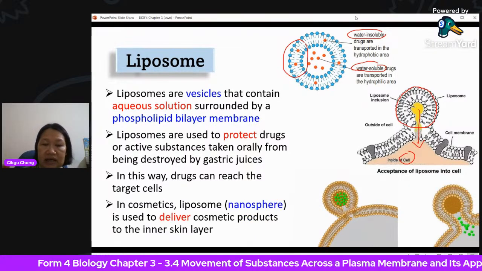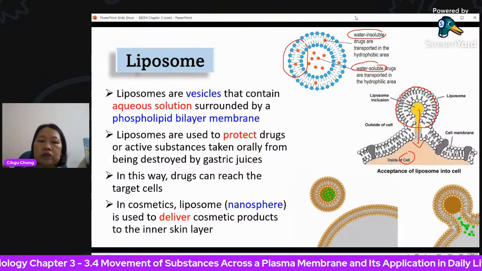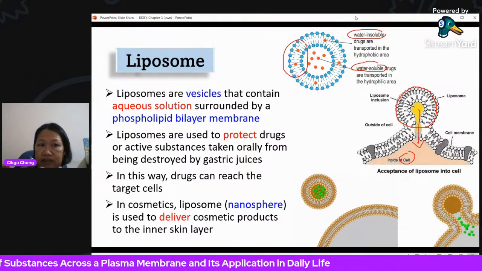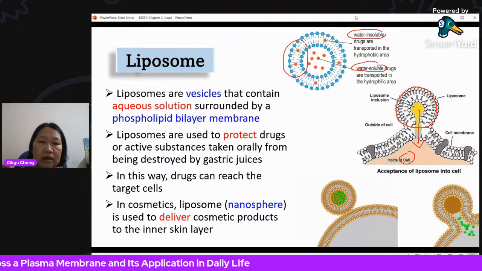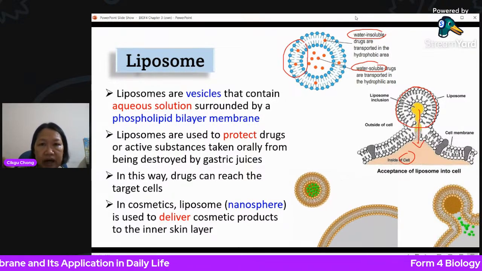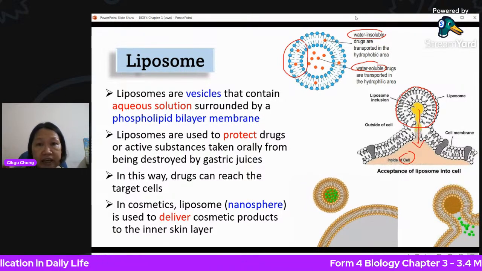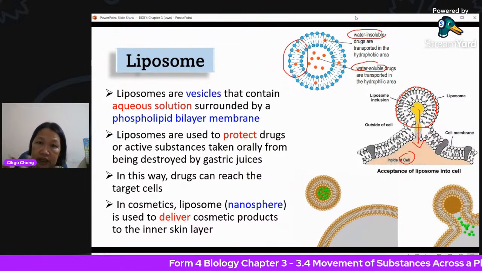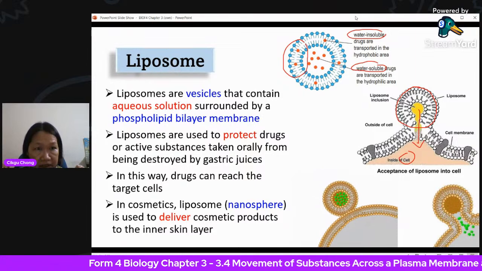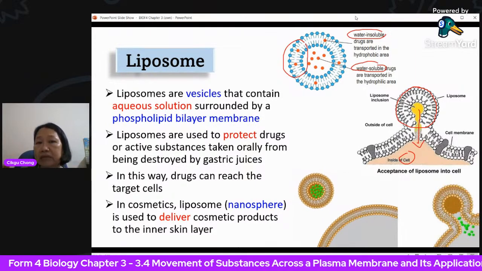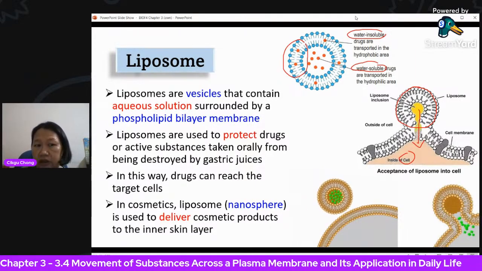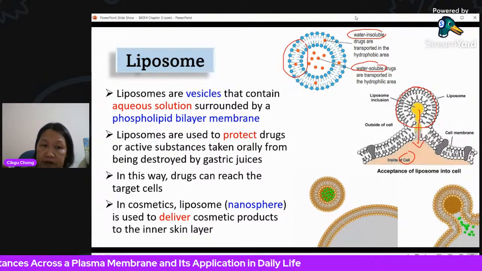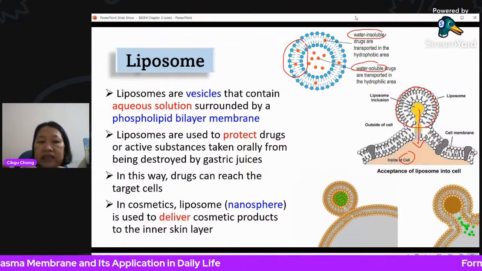In cosmetics, they use a lot of this liposome, which is also known as nanosphere. Okay, nano because they're very small. This vesicle is very, very small. It's microscopic. You can generate it by shaking it. This is like an emulsion. Your oil and water, you shake it, then you'll find these little droplets. But they will separate because you didn't put emulsifier. So this liposome is used to deliver cosmetic products to the inner skin layer.